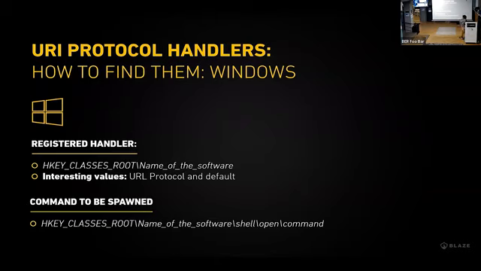How to find them? In Windows, the handlers are registered in particular keys here, like HKEY_CLASSES_ROOT, then the program name. There are a few interesting values: there is this URL Protocol value, and Default. URL Protocol will have, in the case here, IRC, so whenever it is IRC, it knows that this URL handler is registered. And the command to respawn will be in this particular key here.